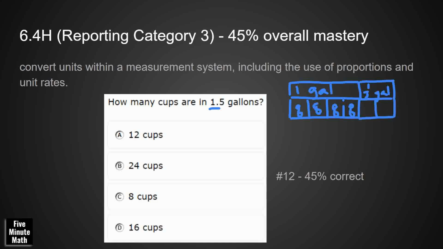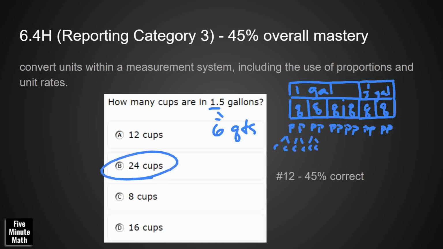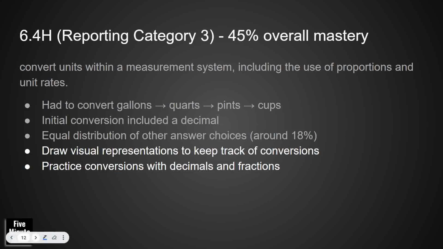So we should be able to say, okay, that's going to be 2 quarts. If you can change your 1.5 gallons into 6 quarts, the rest is whole numbers. The rest is easy, right? Because then we know that each quart has 2 pints. So now I've got 2, 4, 6, 8, 10, 12 pints. And then inside each pint, you've got 2 cups. I'm not going to draw all of them, but you kind of see how we're working this. So 2, 4, 6, 8, 10, 12, 14, 16, 18, 20, 22, 24. So 45% of our students were able to get this correct.